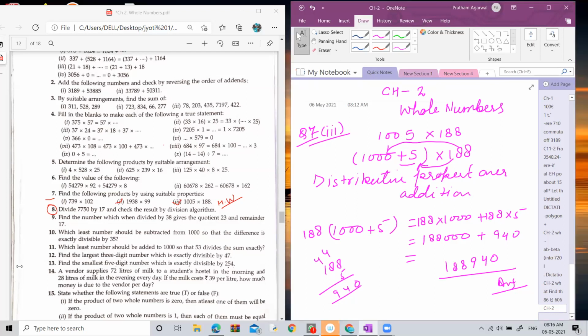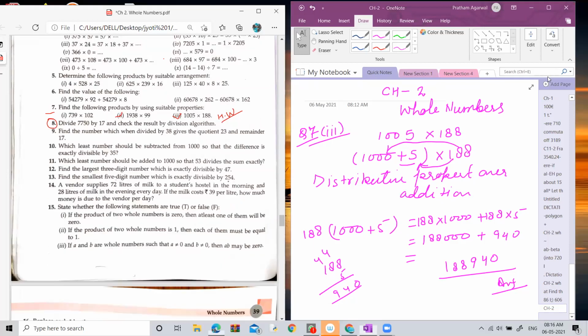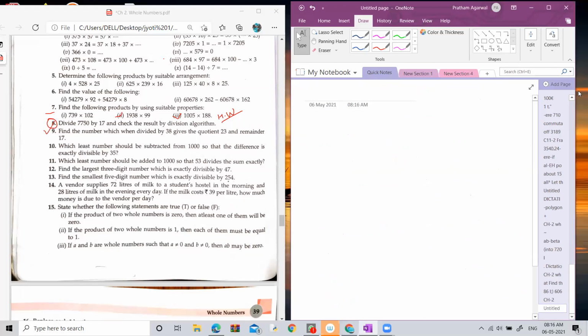Okay, fine. Now let's come to question number 8. I'm going to solve this one question. Just read the question carefully. Divide 7,750 by 17 and check the result by the division algorithm method. So what is the division algorithm method? In the starting, I have told you about the division algorithm method.